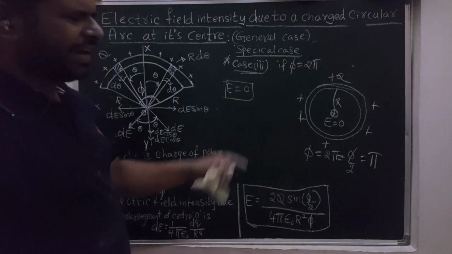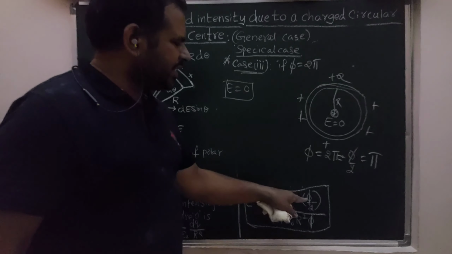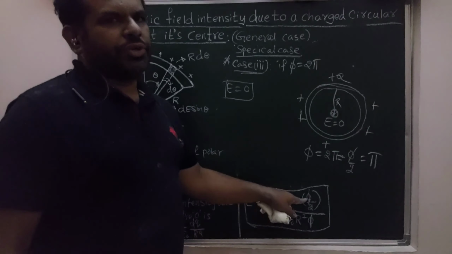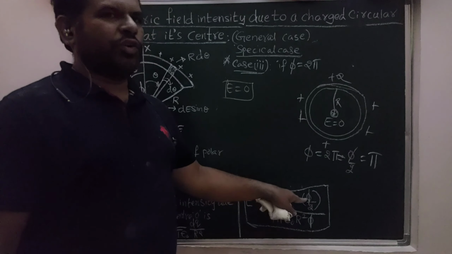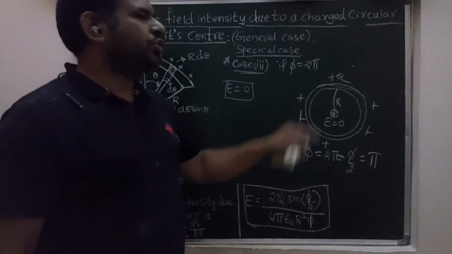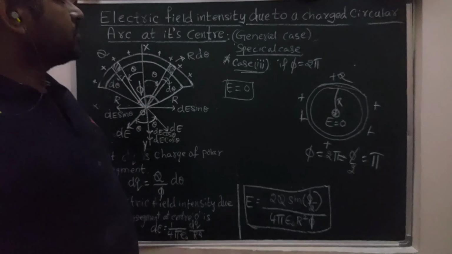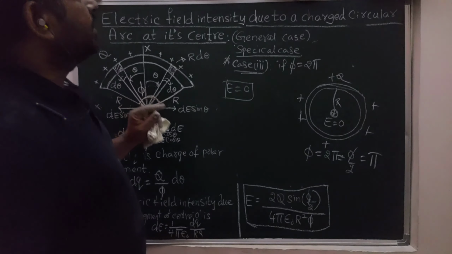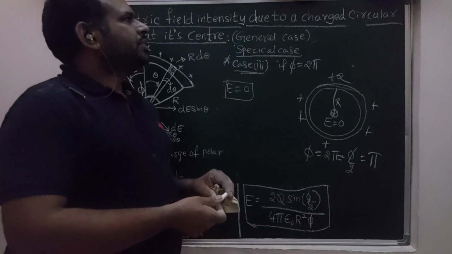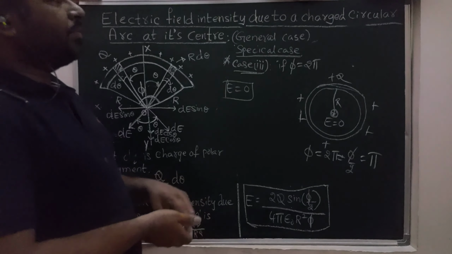Based on this formula, the first case is phi equal to pi by 2, 90 degrees. The second case is phi equal to pi radians. The third case is phi equal to 2 pi. So we can write these three cases if you know this formula. This is the important topic, and in the next video we meet with another topic.